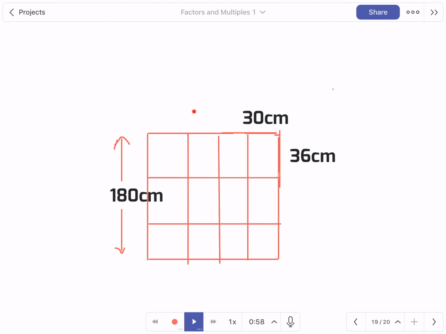This other side is taking 30 centimeter, and the total length of the square here is 180 centimeter. So 180 divided by 30, we will get 6. So 6 rectangular patterns are required to fill this row. So 6 for this row, 5 for this column. So 6 times 5, the total number of rectangular patterns required will be 30.